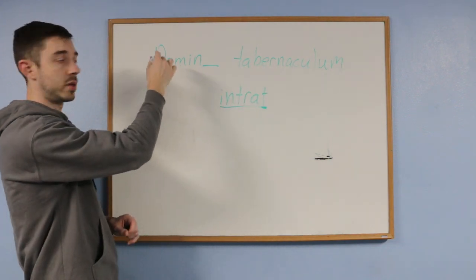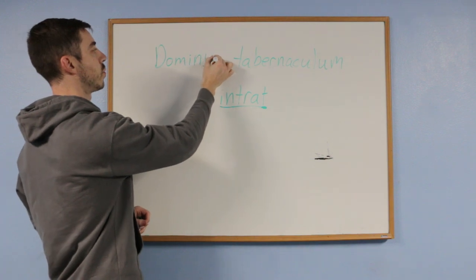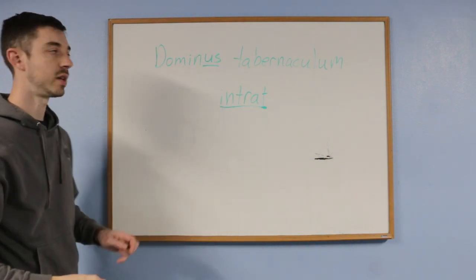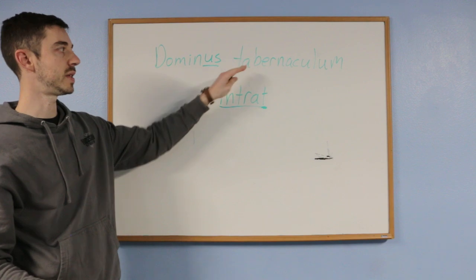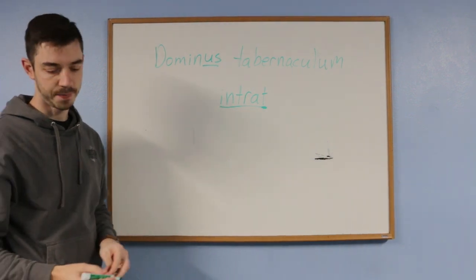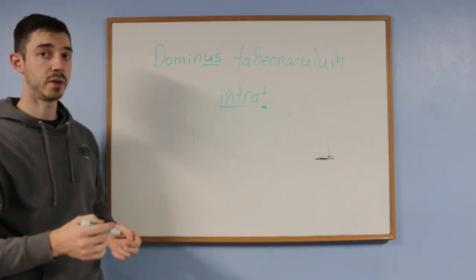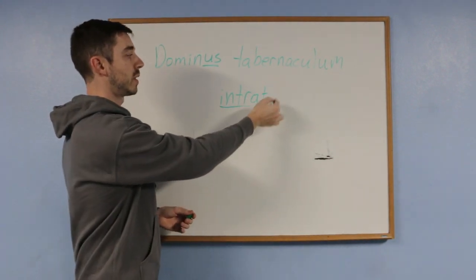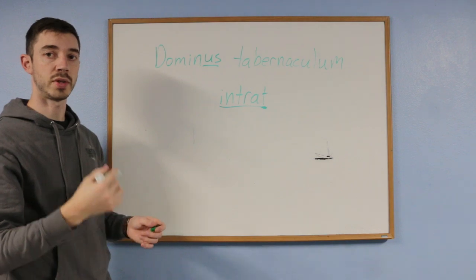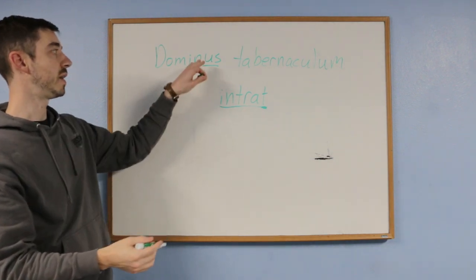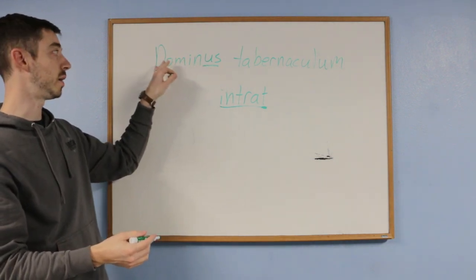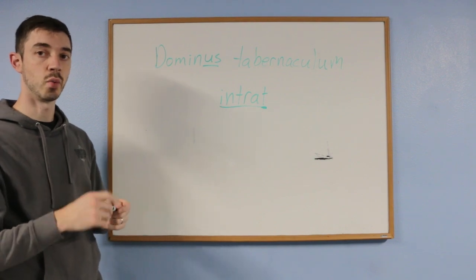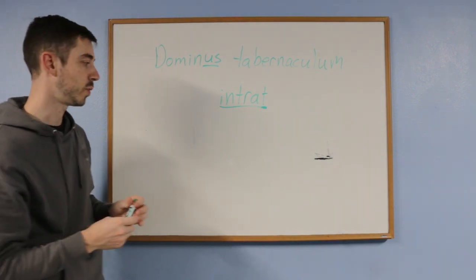Who enters? The Lord. And we're going to put the nominative singular ending. So Dominus tabernaculum intrat. Hopefully this is starting to make a little bit more sense. So what you want to do is look at the verb ending, find out whether it's singular or plural, and then put the correct ending on the subject. All right, let's do one more together, and then you can do the last one on your own.